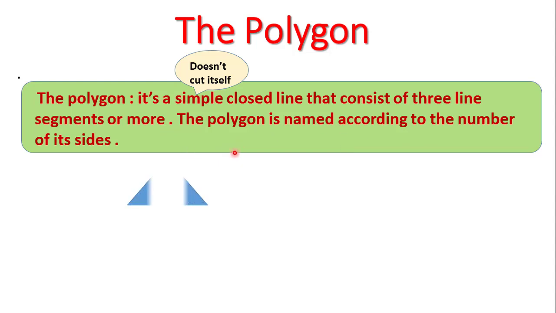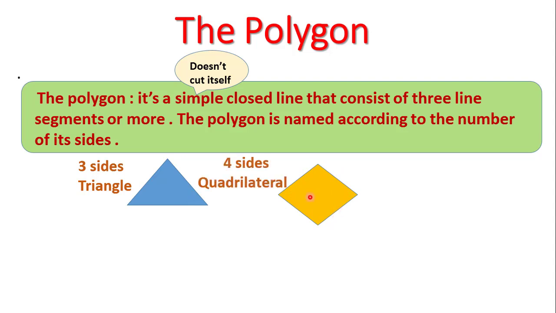We name it according to the number of its sides. For example, here I have a triangle. It is a polygon that consists of 3 sides, so this is a triangle. Here we have 4 sides, 1, 2, 3, 4, so we call it a quadrilateral. Here we have 5 sides, 1, 2, 3, 4, 5. We call this polygon a pentagon.